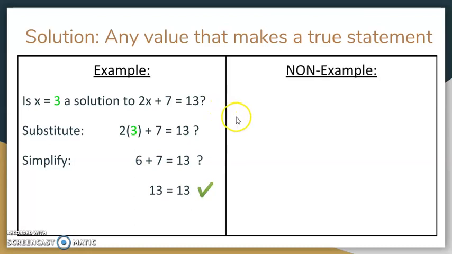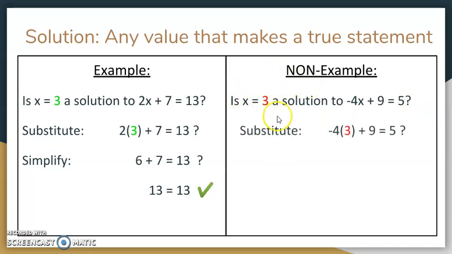A non-example, is x equals 3 a solution to negative 4x plus 9 equals 5? Again, the procedures are all the same. We're going to substitute x equals 3 in to our equation. We'll multiply here, simplify. Negative 4 times 3 is negative 12, and negative 12 plus 9 is negative 3. So this is not a solution. That's how we learned how to do algebra, a long time ago anyways, but guess what? It still works the same with inequalities. Let's check that out.